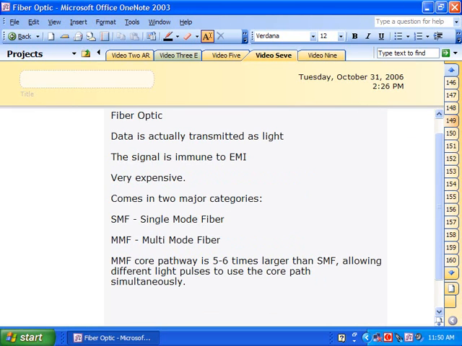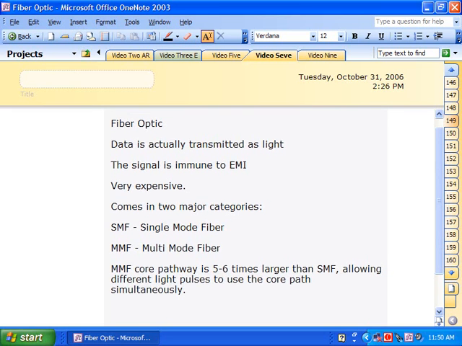Fiber optic cable. This is really the next great leap forward in cable types. And the reason is that the data is actually transmitted as light. And in turn, this means the signal is immune to EMI, electromagnetic interference. So, hey, that sounds great, right?